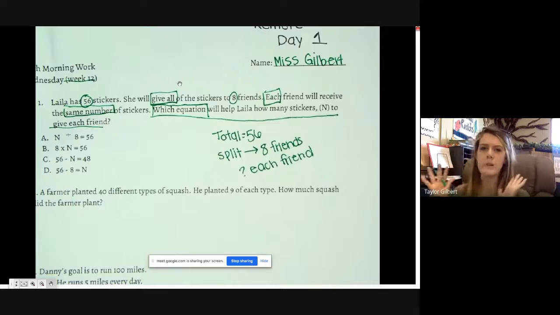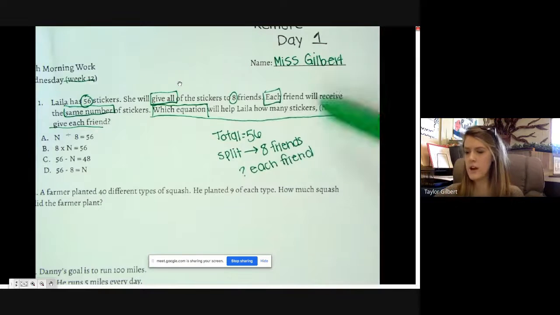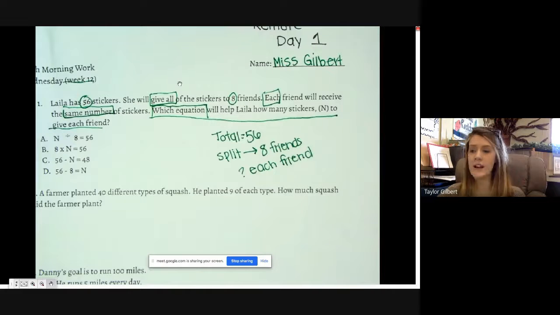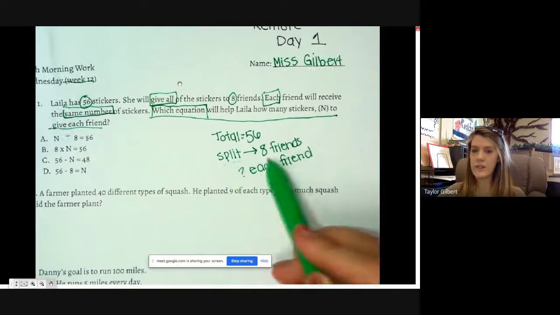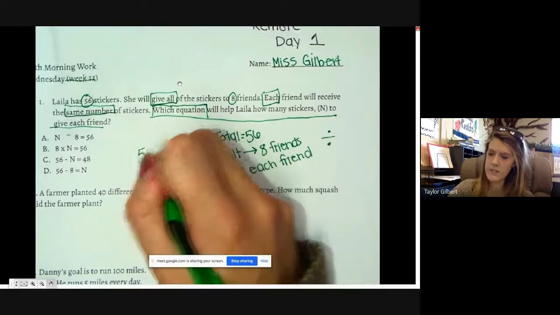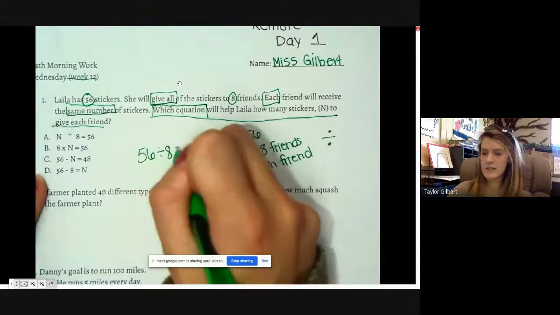Okay, add, subtract, multiply, divide. Well, it can't be multiply or add because they gave us the total. So we know it needs to be divide or subtract. She split them between 8 friends. I also see the word each, so I'm going to have to divide. And that bigger number comes first, 56 divided by the 8 friends.